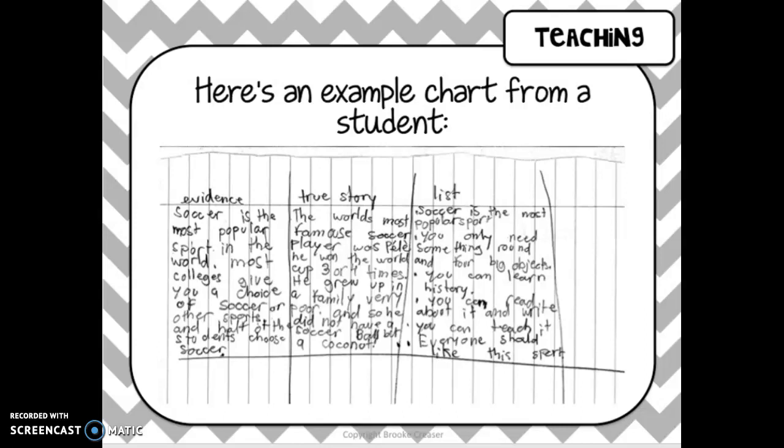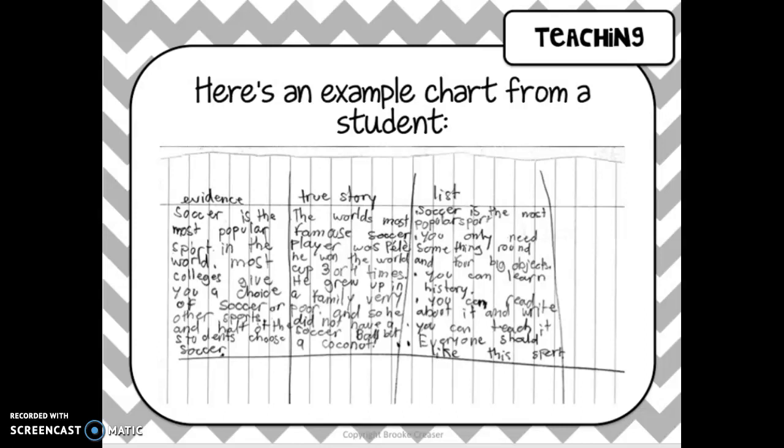Soccer is the most popular sport in the world. More evidence is that most colleges give you a choice of soccer or other sports, and half of the students choose soccer. A true story is that the world's most famous soccer player was Pele. He won the World Cup 3 or 4 times. He grew up in a very poor family, so he did not have a soccer ball, but instead he had a coconut.